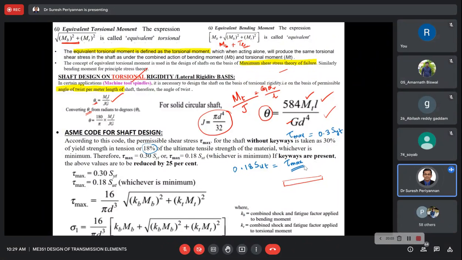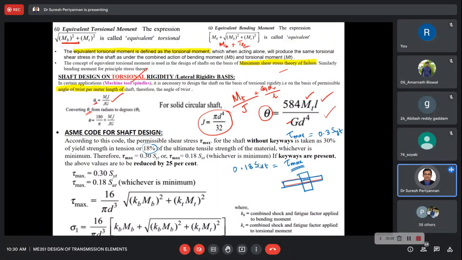This is the ASME code for shaft design. They have well defined this value. Of these two values, whichever is minimum will be considered for the design without the keys. For example, this is the shaft, the pulley is connected, right? The pulley is connected with the key.